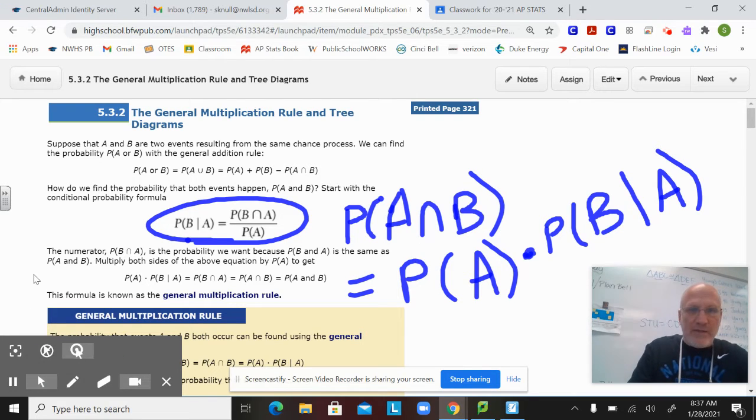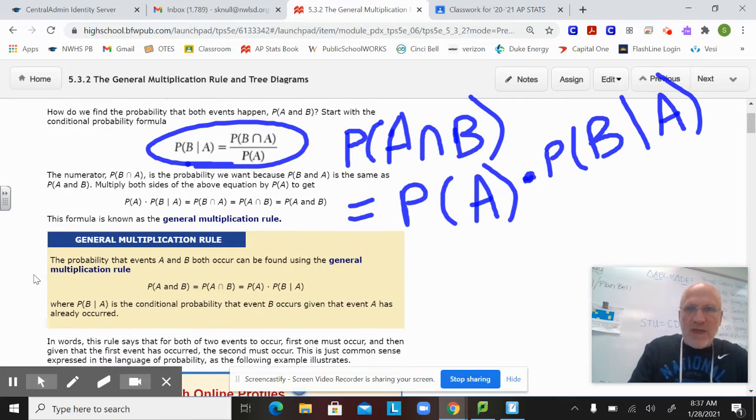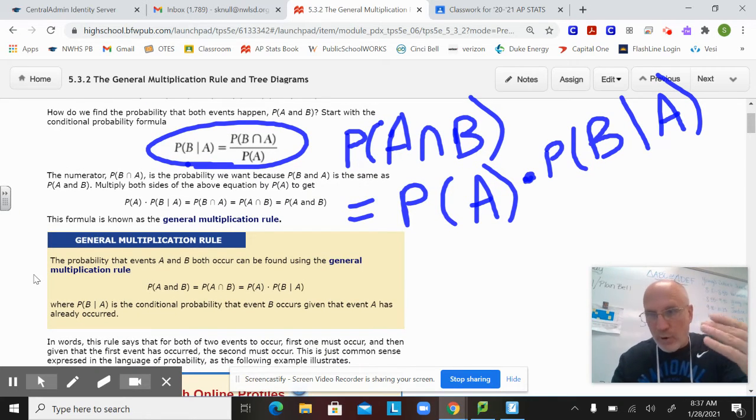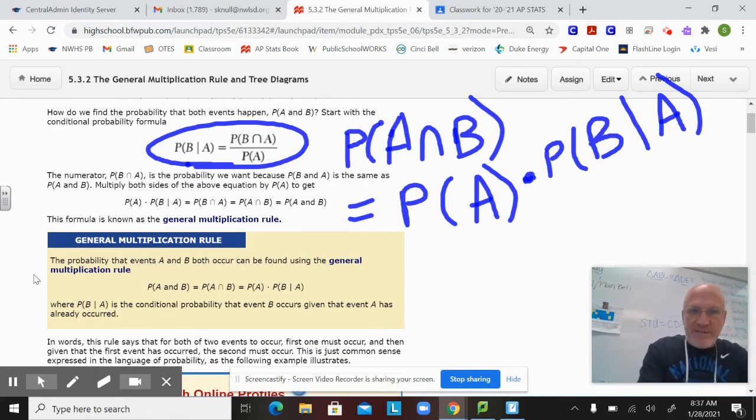And if I scroll down a little bit here, here it is in that yellow box. Probability of A and B equals P of A times the probability of B given A. So really that's the same formula as the formula for given, just algebraically manipulated. Just be aware of it. Where this comes into play and is helpful is with tree diagrams.